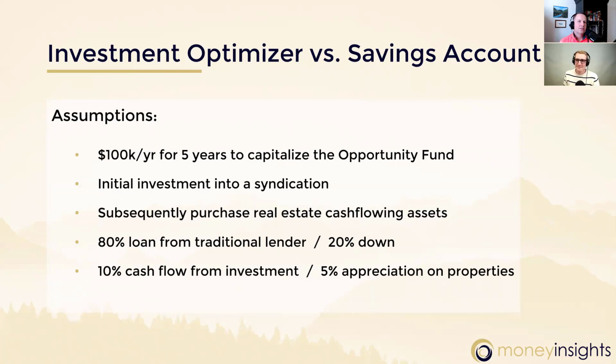And just for our assumptions on this, we're using a 10% cash flow coming from the investment. This is what we're flowing back into the system. That's our net cash flow. And then we're also going to assume a 5% appreciation on the property.